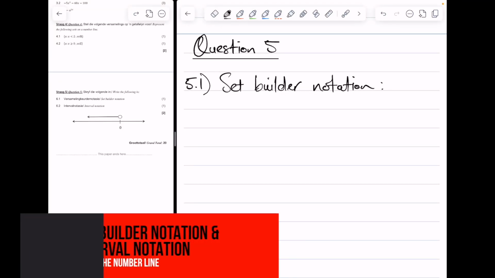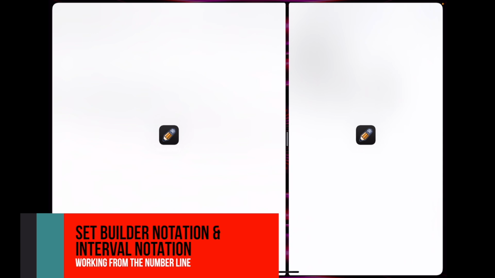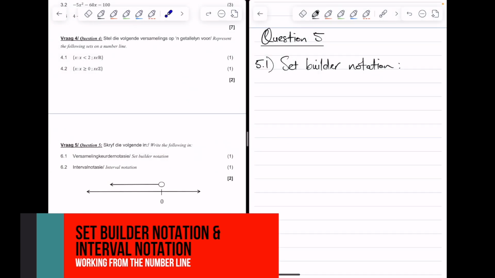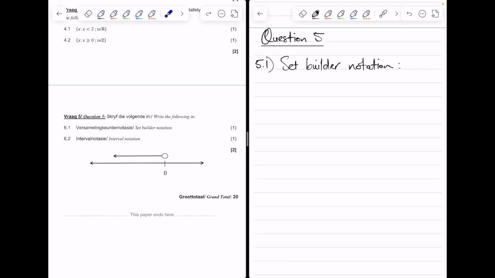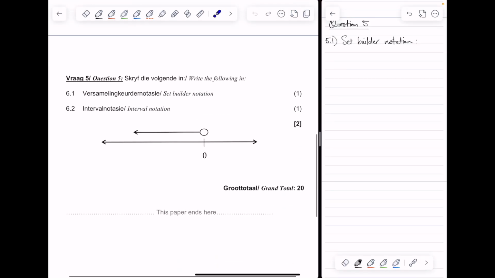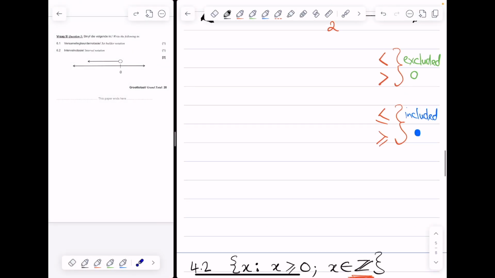Okay, question 5. Question 5 asks us to write the following in set builder notation and interval notation. So the following is, of course, the diagram there, the drawing on the number line, and that represents a certain interval, or it represents a certain set of numbers. And we, of course, needed to deduce from the diagram what this would look like in set builder notation. So basically working backwards from what we've done in the previous question.